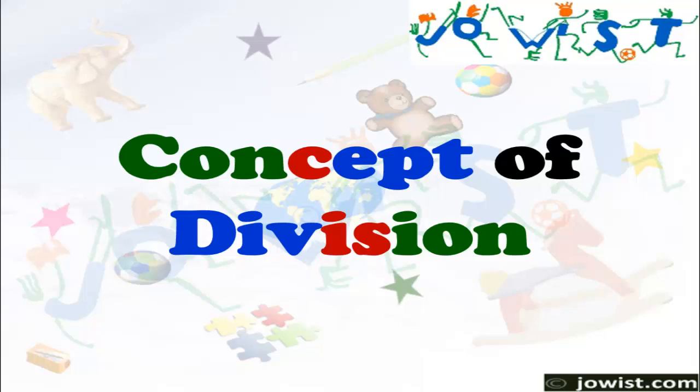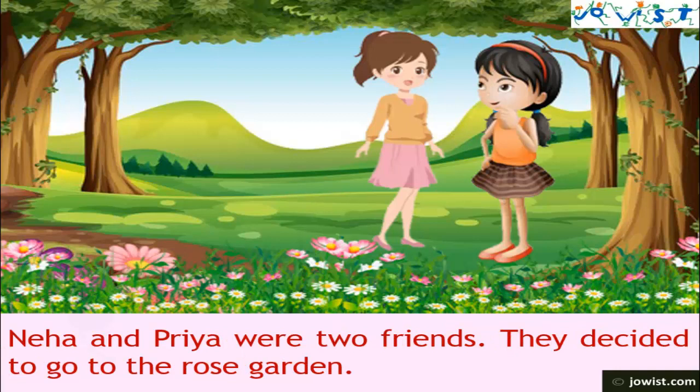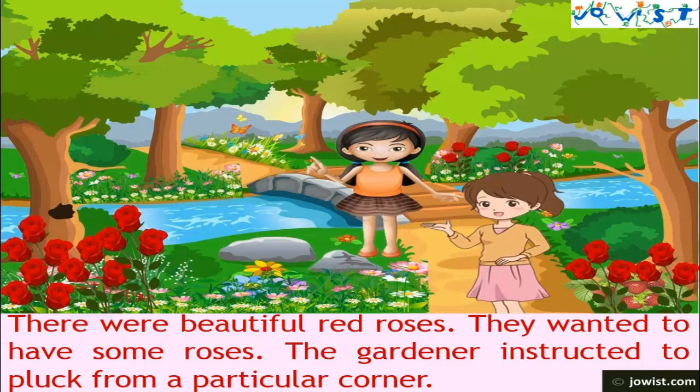Concept of division. We will learn this concept starting from a story. Neha and Priya were two friends. They decided to go to the rose garden. There were beautiful red roses. They wanted to have some roses. The gardener instructed to pluck from a particular corner.